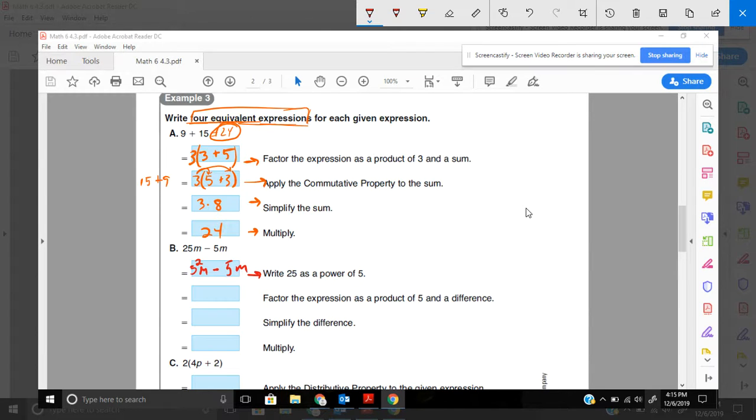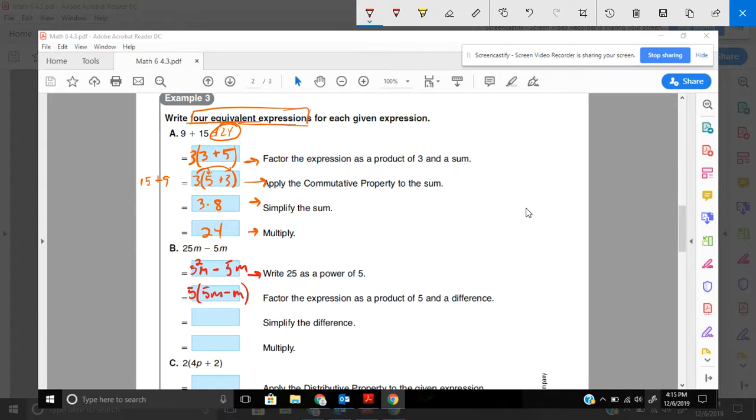Next, it wants us to factor the expression as a product of 5 and a difference. So it wants us to go back to our original and take out 5. All right, if I divided 25m by 5, that would give me 5m. And then I'm subtracting. And if I divided 5m by 5, I'd just be left with m.